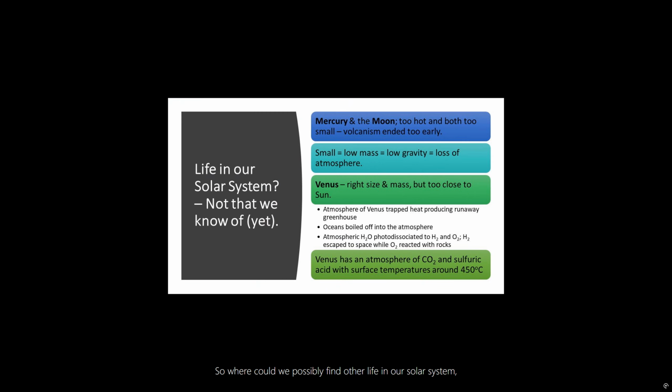So, where could we possibly find other life in our solar system? Mercury and the moon are too hot, too small, and volcanism ended too early. They are small with low mass and low gravity, which led to an early loss of their atmospheres. Venus is the right size and mass, but too close to the sun.